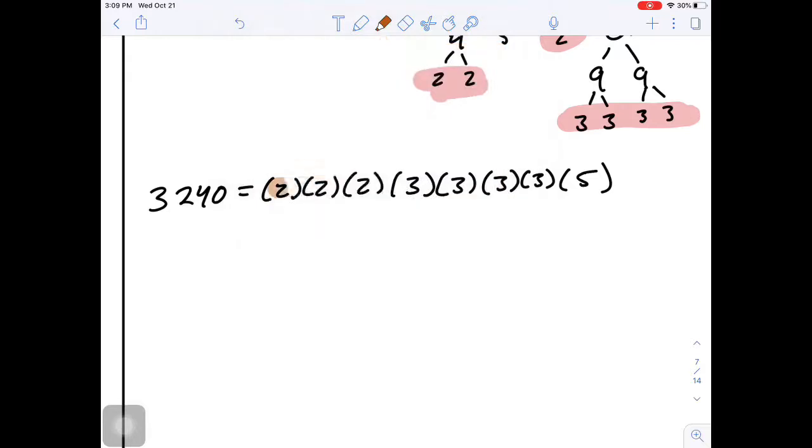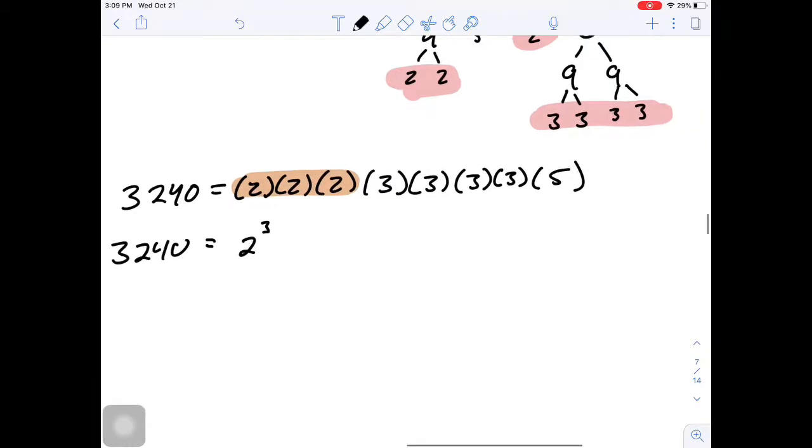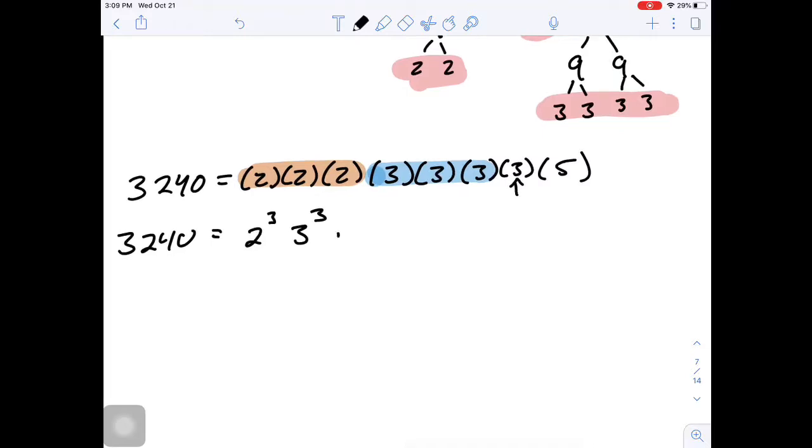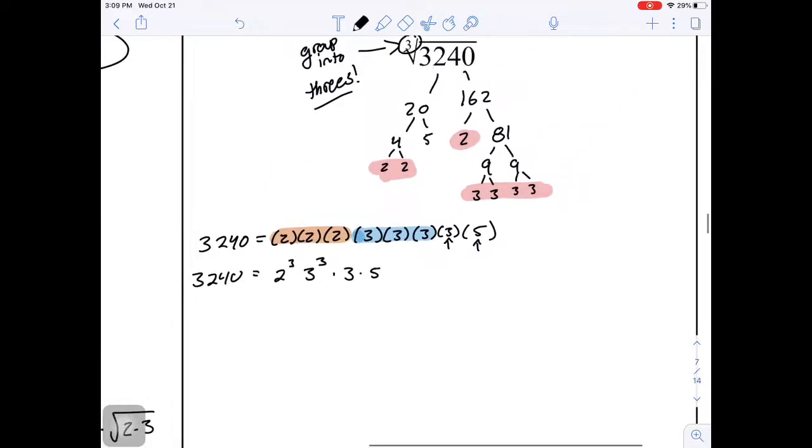So my first group of 3 is all these 3 2s. So I can represent this as 2 cubed, okay? There's a group of 3 3s here, so this will be 3 cubed, and recognize that 3 didn't go anywhere, we're still multiplying by 3. And then 5 is all alone, times 5.